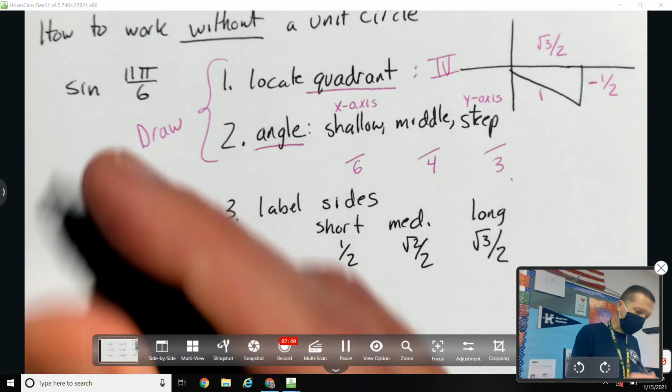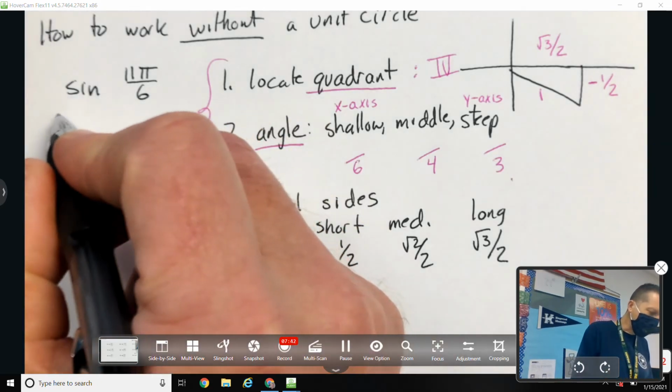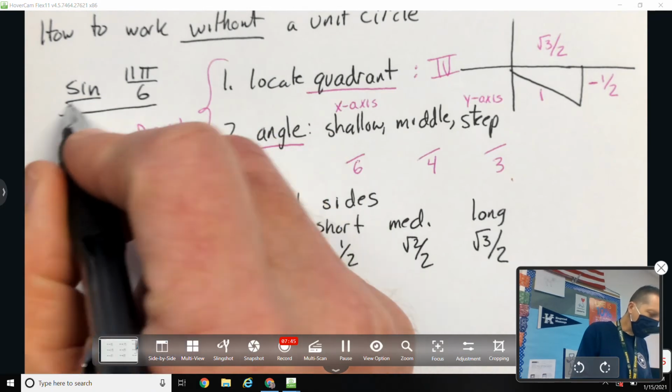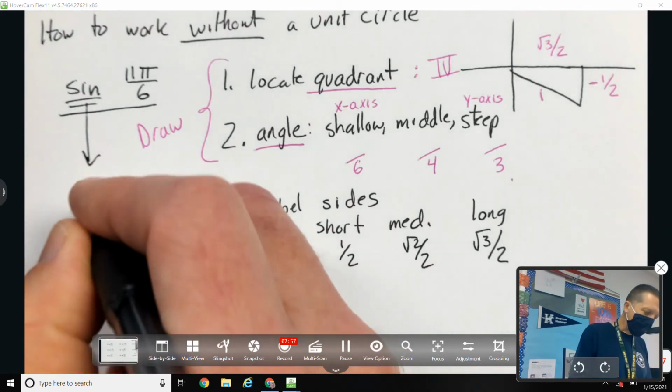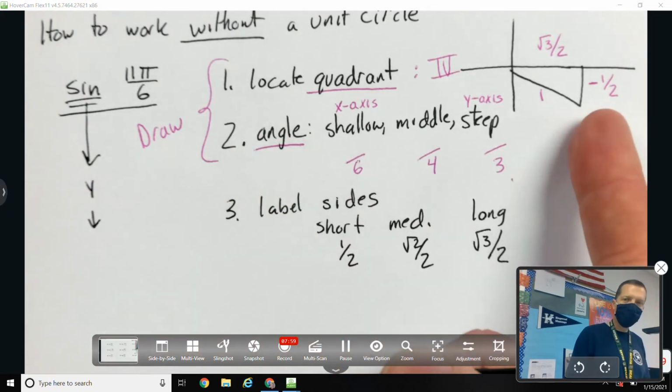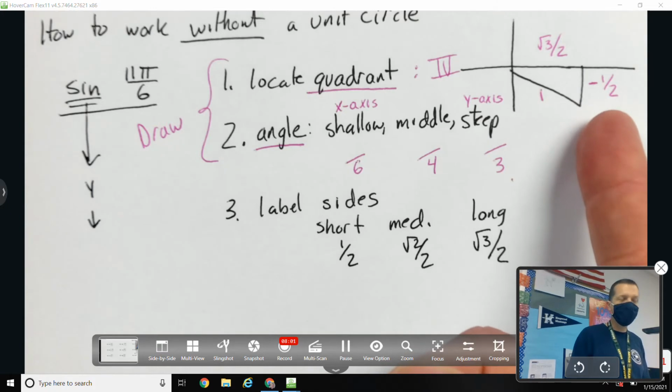All right, so back to this question, the sine of 11 pi over 6. Which coordinate do I use for sine? X or y? This was the warm-up. Sine goes with y, so I need to grab my y coordinate, but it's negative 1/2. I already have it labeled.